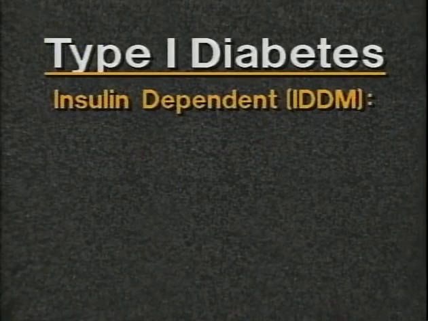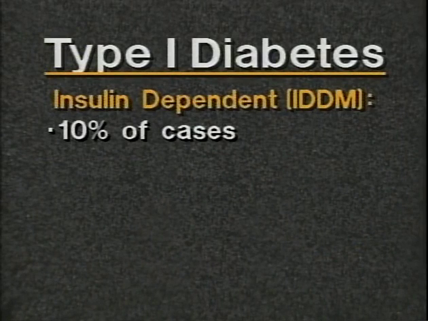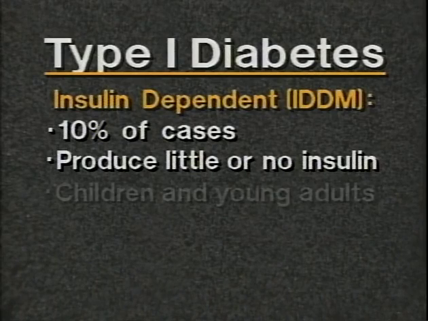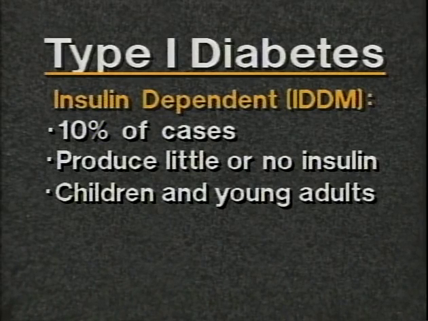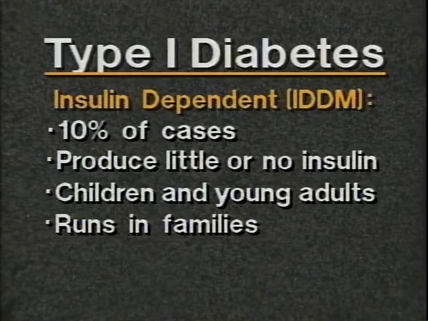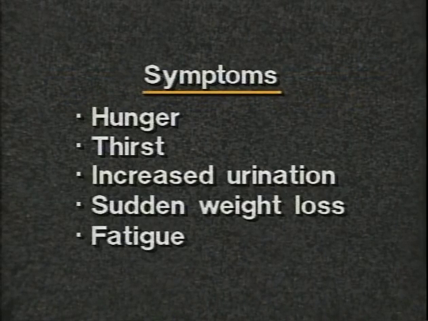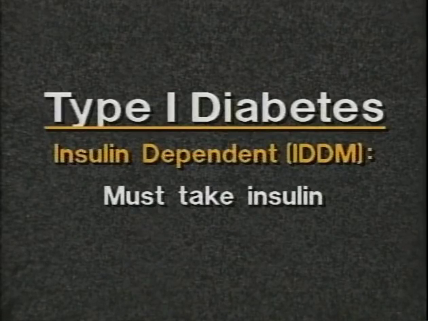There are two types of diabetes. About 10% of diabetics have type 1 like Kelly. This is called insulin-dependent diabetes or IDDM. They produce little or no insulin. The cause is unknown. It may be that the cells which produce insulin are destroyed by a virus or are attacked by the body's immune system. Stress may be a factor. Type 1 diabetes usually occurs in young people and often runs in families. Symptoms usually appear quickly. They include increased hunger, increased thirst, increased urination, sudden weight loss, and fatigue. Type 1 diabetics must take insulin injections.